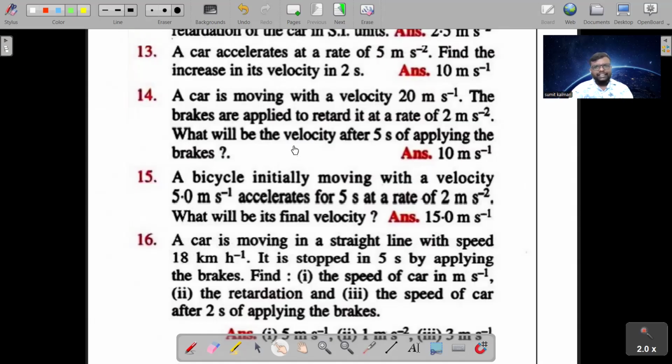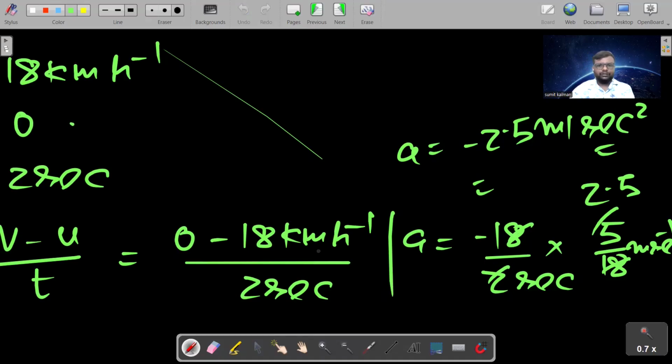So here friends, what is the initial velocity here? You have to see the initial and final velocity, and we have to apply the formula. Here initial velocity is 20 meter per second, and acceleration is 2 meter per second square, and you have to find the velocity after 5 seconds. So time is 5 seconds. Here we'll proceed for the solution.